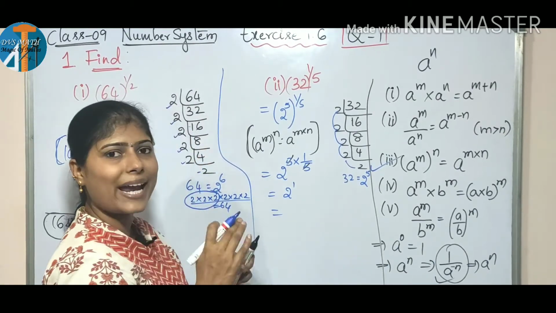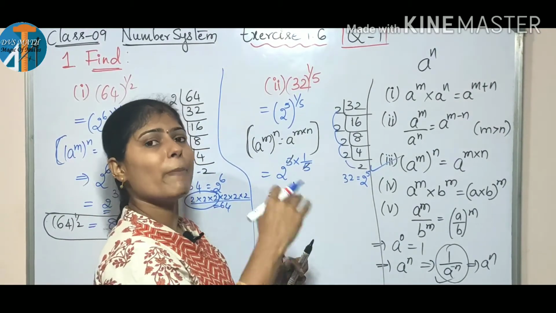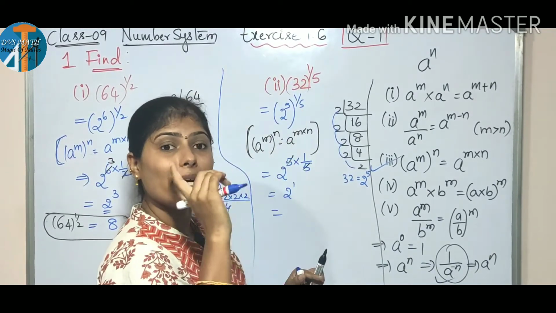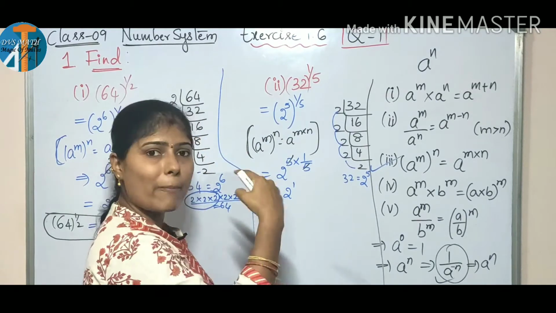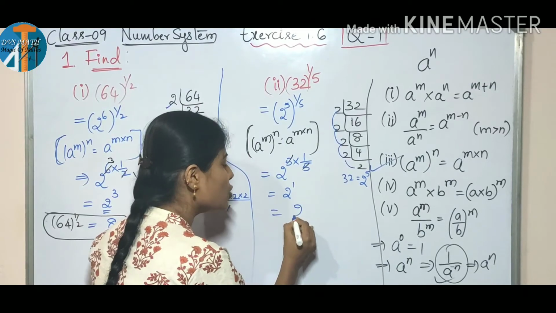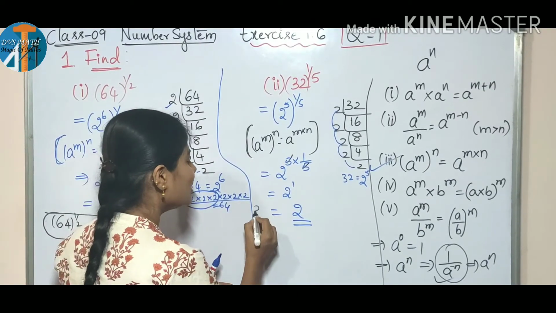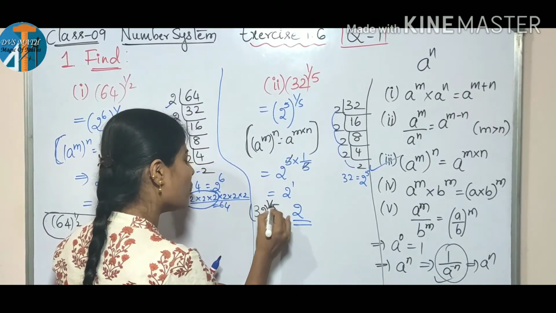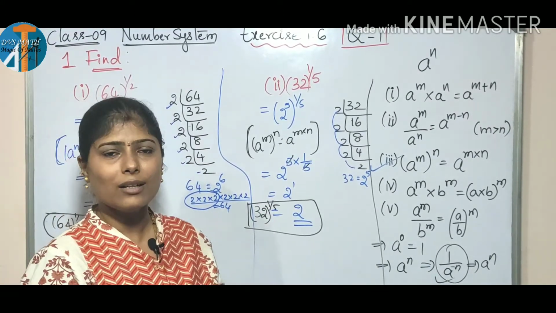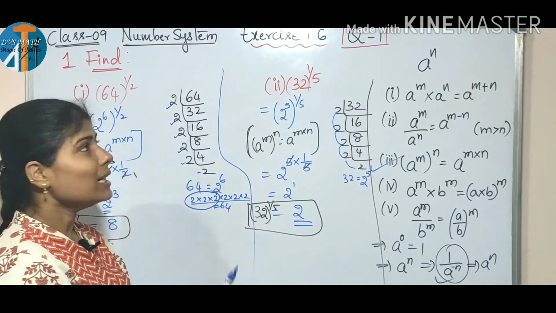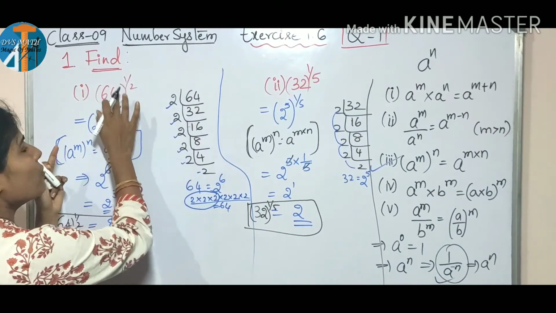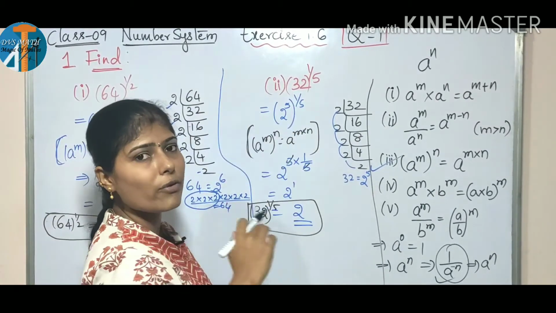2^1 is nothing but, remember, any number to the power of 1 remains the same number, and any number to the power of 0, value is 1. So that means 2^1 is equal to 2. So 32^(1/5), its value is equal to 2. Clear? This is how you have to solve exercise 1.6 question number 1. This is how it will be in the form, that is 64^(1/2), 32^(1/5).